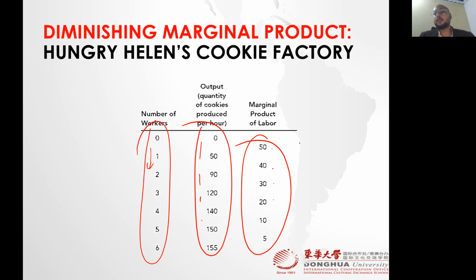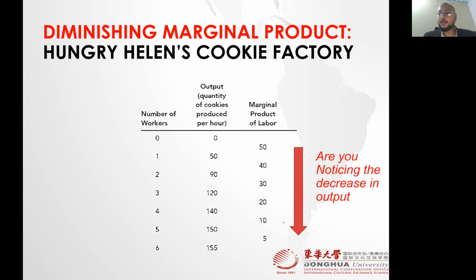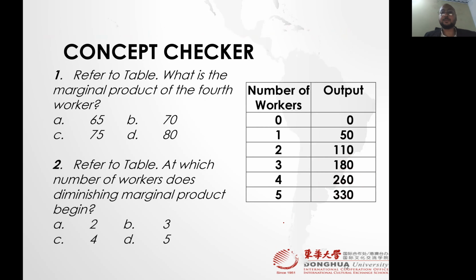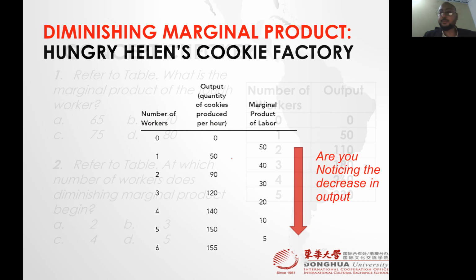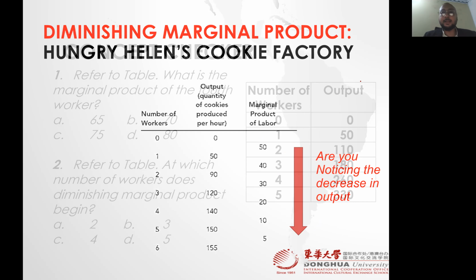We call this the marginal product of labor, and its formula is change in total output divided by change in total input. In this case, input is labor. And then we discussed a property here that the increase in output is at a decreasing rate, and we call this diminishing marginal product. So diminishing marginal product of labor. Okay. Now, if you understand this concept, let's apply this.